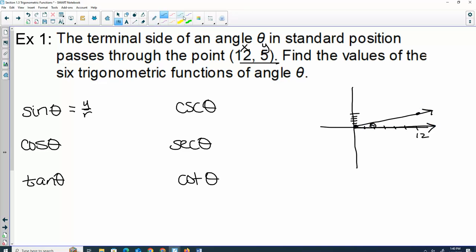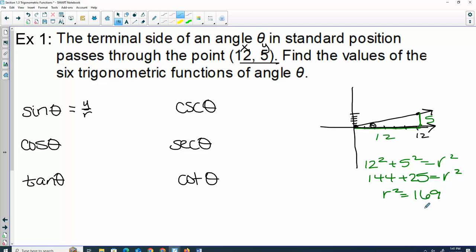You know, we could think about in this triangle, go over 12, up 5, so x squared plus y squared equals r squared. So if you need to go back and work it out, it adds one more step to the problem. It's not a big deal. So we get 144 plus 25 equals r squared. So r squared is 169. R is always positive. So it's 13.